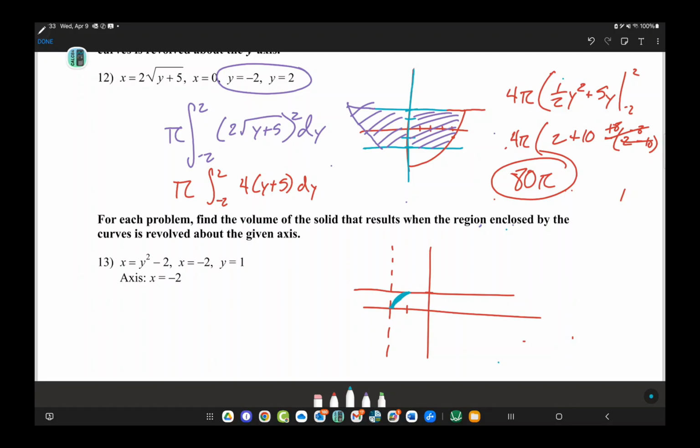Oh, we're rotating around this line right here. So it's this area right here getting rotated. That's easier. Okay. So what's the y bounds? 0, 1. And again, since I'm rotating by a function that's below or to the left of the function, it's going to be the function minus the line of rotation. So it's going to be y squared minus -2 minus the -2 squared.